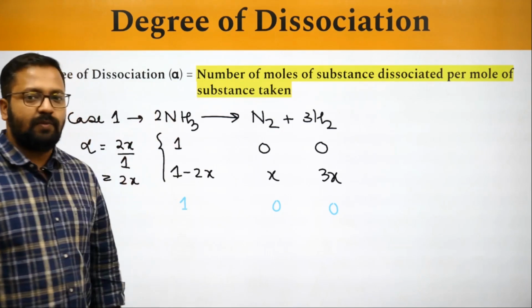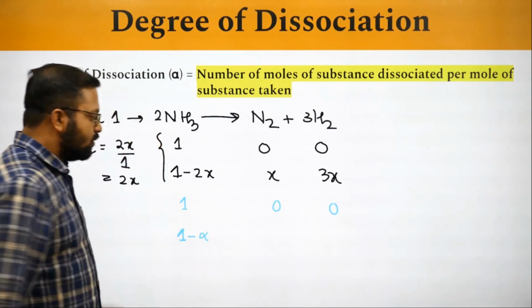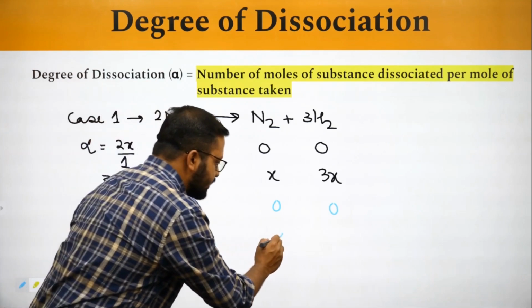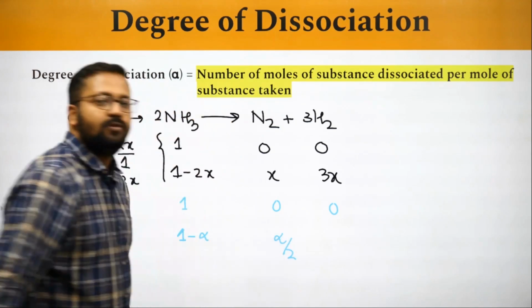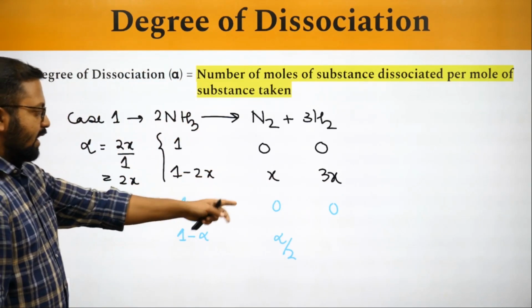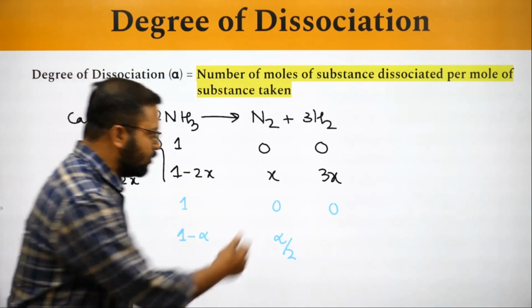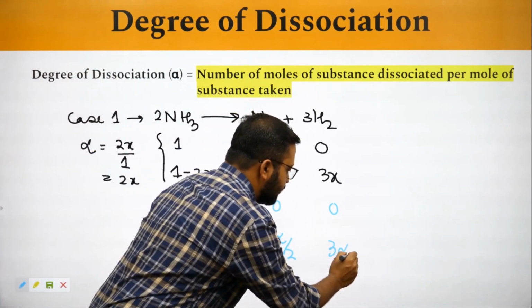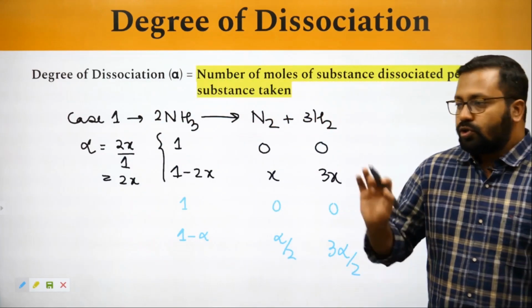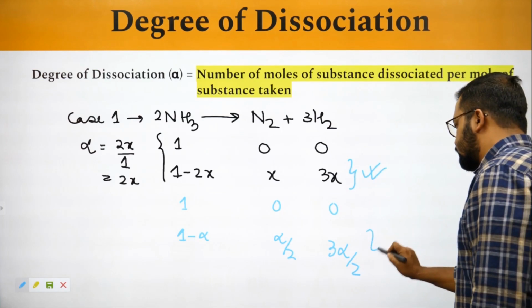अगर मुझे alpha के terms में लिखना है तो मैं कैसे लिखूंगा? 1 minus alpha. क्यों? Alpha is equal to 2x. So this will be written as alpha by 2. And this will be written as, बताइए, if x is equal to alpha by 2, this will be written as 3 alpha by 2. Both of these representations are correct, this is also correct, this is also correct.